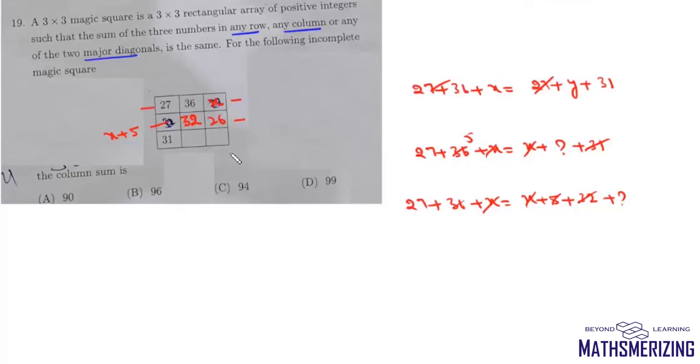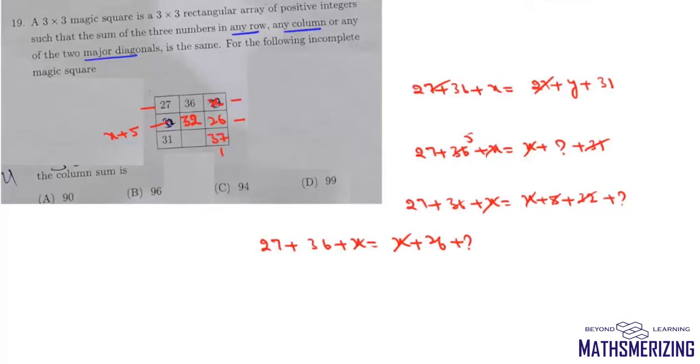So this number will be 26. And now we'll take the sum of this row and this column. So it will be 27 plus 36 plus x, and it will be equal to x plus 26. Now this x will cancel, so this value will be simply 37.